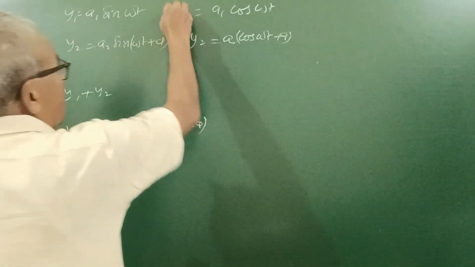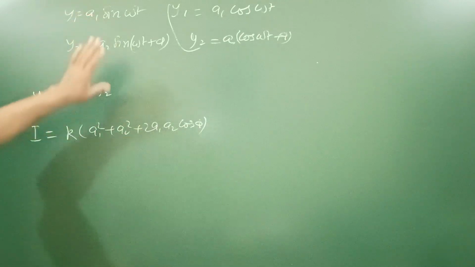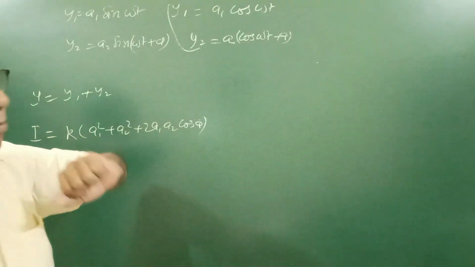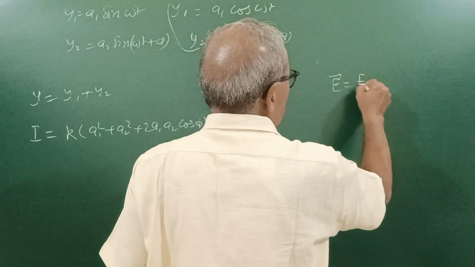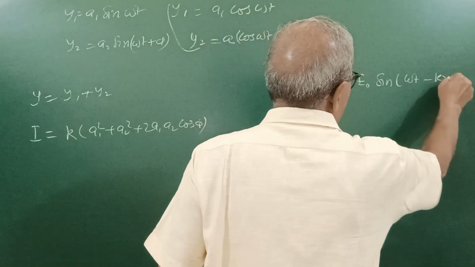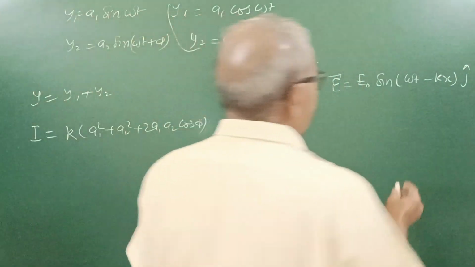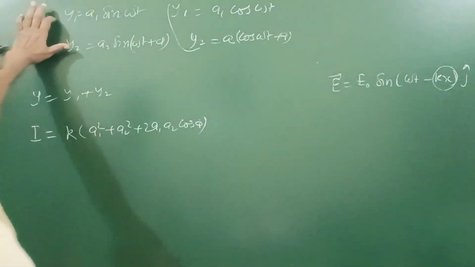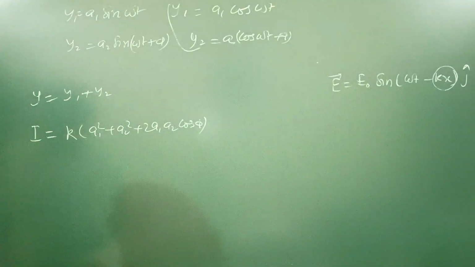The same in this case. A1, A2 are the amplitudes of the electric field vector. In fact, in EM wave, we have used vector E equals E0 sin(omega t minus kx) j cap, like this. Here I have taken x equal to 0. These two waves are superposing at the origin. So this is the intensity.